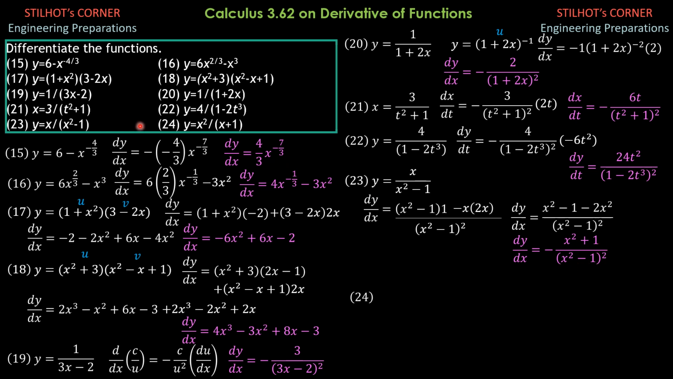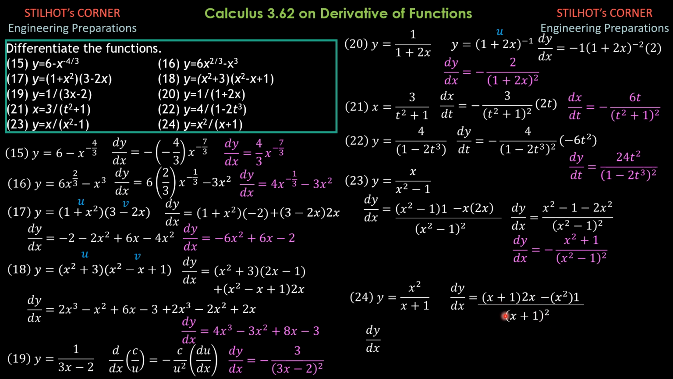Then lastly, number 24, y equals x squared over x plus 1. So it's the same as 23, the derivative of a fraction. So dy/dx is the denominator x plus 1 times the derivative of the numerator, 2x. Then minus the numerator x squared times the derivative of the denominator, which is just 1. So minus x squared times 1, all over the denominator squared, so all over quantity x plus 1 squared.